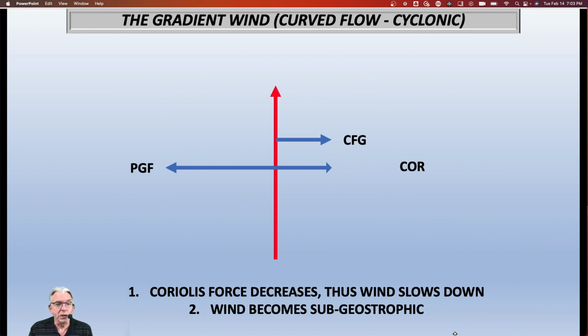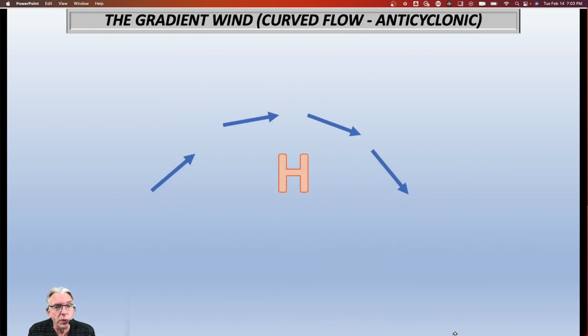In other words, if you were to calculate how strong the geostrophic wind should be, then in actuality, it would be subgeostrophic in these areas because of the fact that the flow is curved. Now, we have the other situation, of course, where the wind is curved in what we call an anticyclonic manner around an area of high pressure, okay?